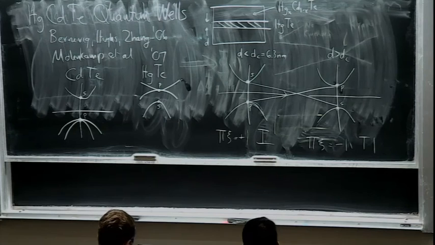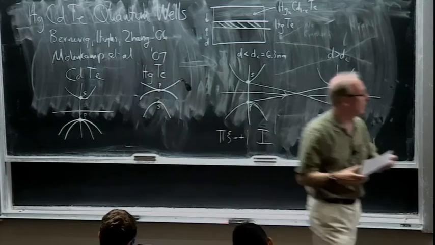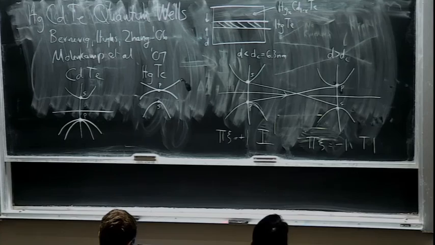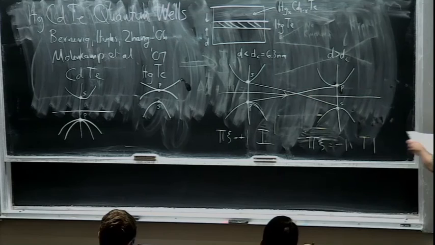Okay, and so this insight of Bernevig, Hughes, and Zhang then led to these experiments by Molenkamp. The last thing let me do is write down the Bernevig, Hughes, Zhang model for how one can do this. This really gets at the idea of getting to the quantum spin Hall state by a band inversion. So let me just write down the BHZ model, and then that'll have to be it.